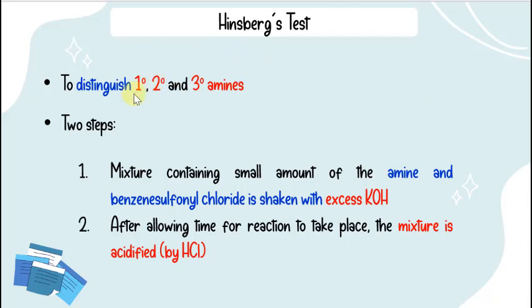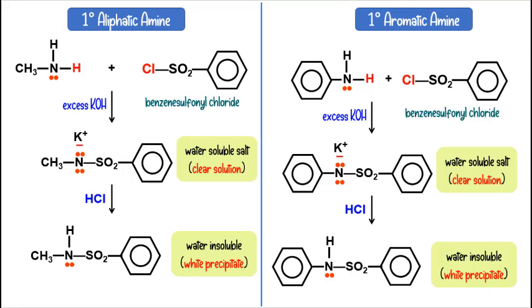Hinsberg test is used to distinguish primary, secondary, and tertiary amines. This reaction includes two steps, where the first step is the mixture between amines and benzene sulfonic chloride in the presence of potassium hydroxide, and then the mixture is acidified by hydrochloric acid. The observation that we will obtain for both primary aliphatic and primary aromatic amines are the same.